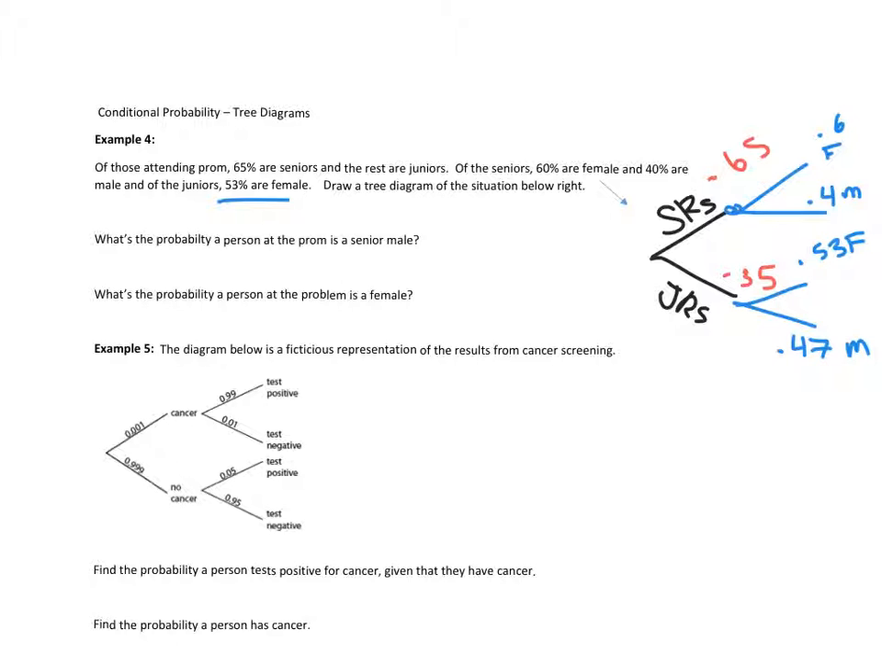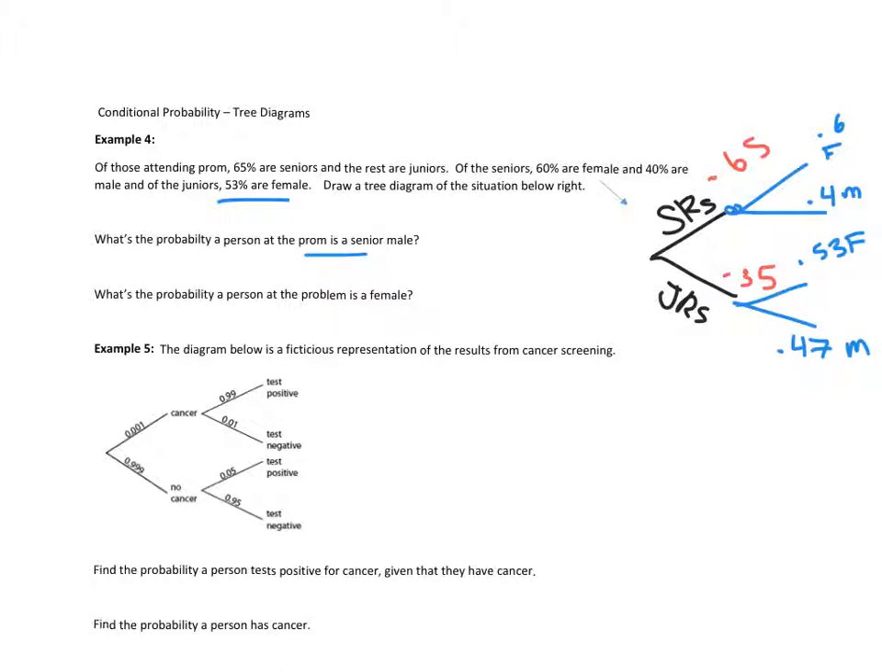So I'm breaking up my chart like that. So draw a tree diagram at right. So I have my tree diagram. Then, the reason I like to use this tree diagram is if you have to answer a question, what's the probability a person at the prom is a senior male? What you're going to do is multiply the probability that somebody is a senior with the probability that somebody's male. So you're looking at this branch right here.